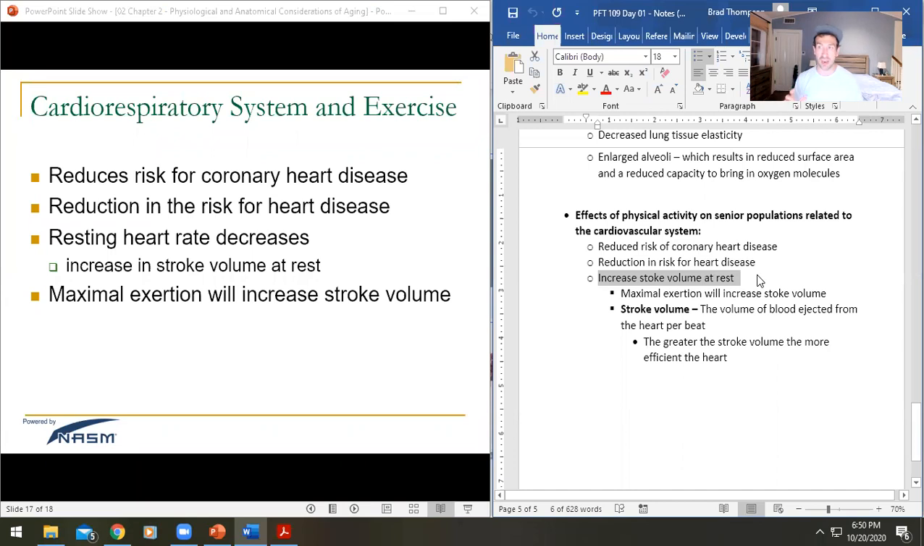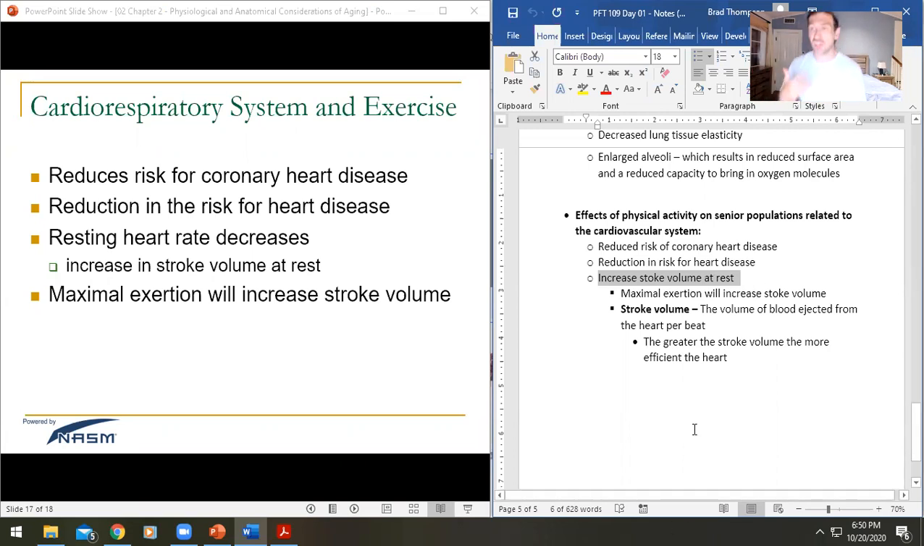Remember stroke volume, right? You've got heart rate, that's how often your heart beats, and stroke volume is how much blood is being pumped out of your heart every time your heart beats. So both of those things together make up your cardiac output. That's the performance of your heart. We want that stroke volume to be as high as possible.